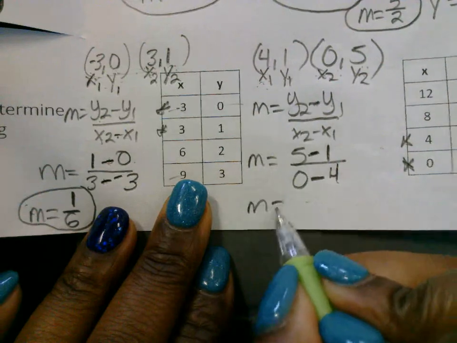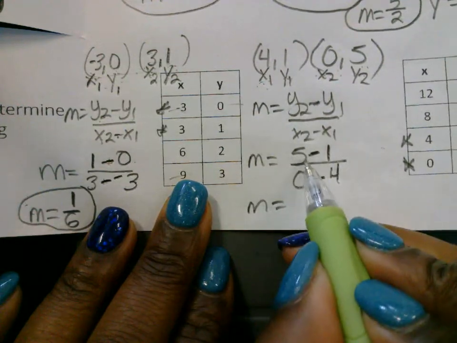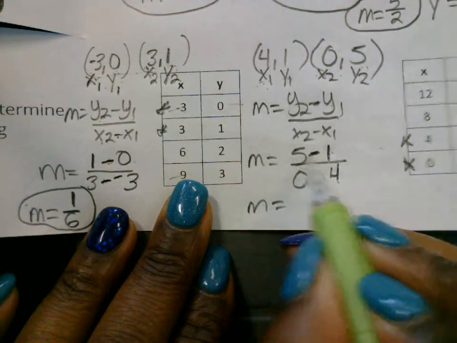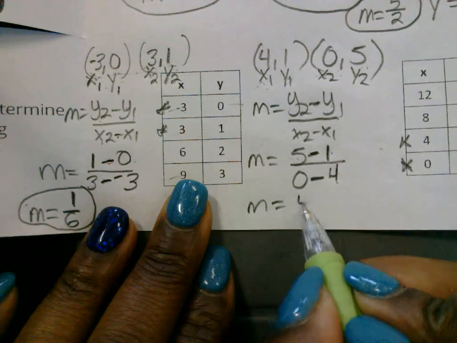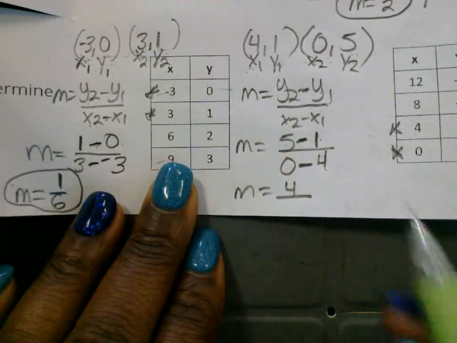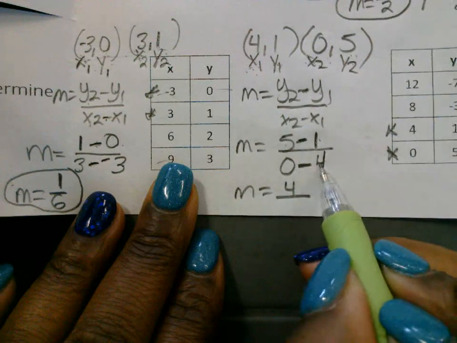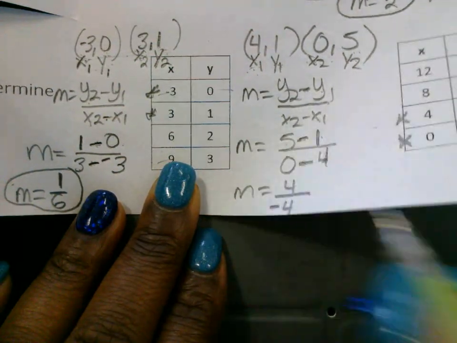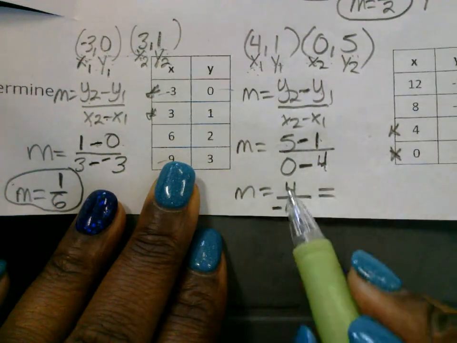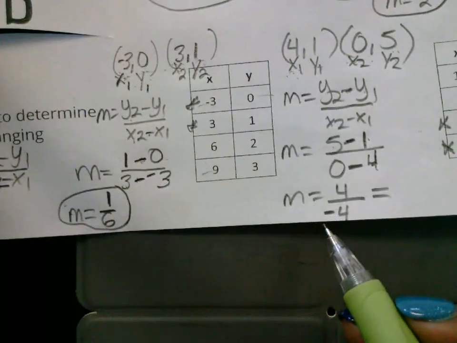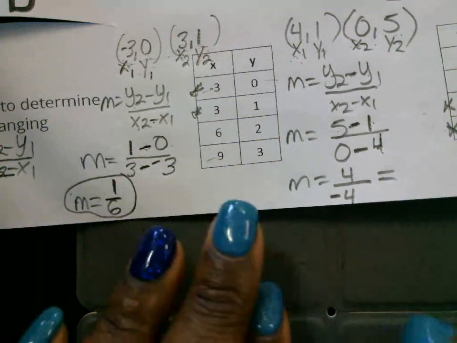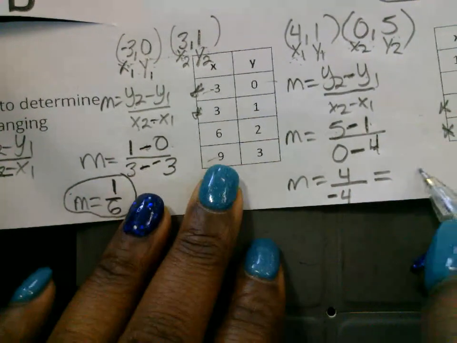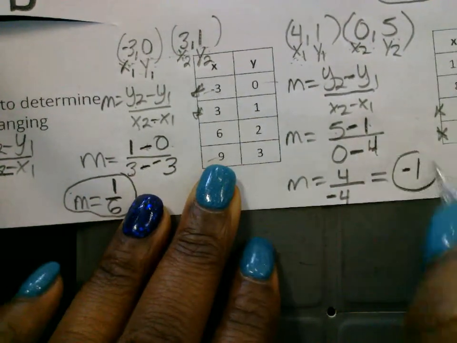All right. So now if you forgot, let's simplify. We have 5 minus 1. What's 5 minus 1? 4 goes on the top. What's 0 minus 4? Type it in if you don't remember. It's negative 4. Good job. Simplify this. Type it in. What's 4 divided by a negative 4? Negative 1. Your answer is a negative 1.